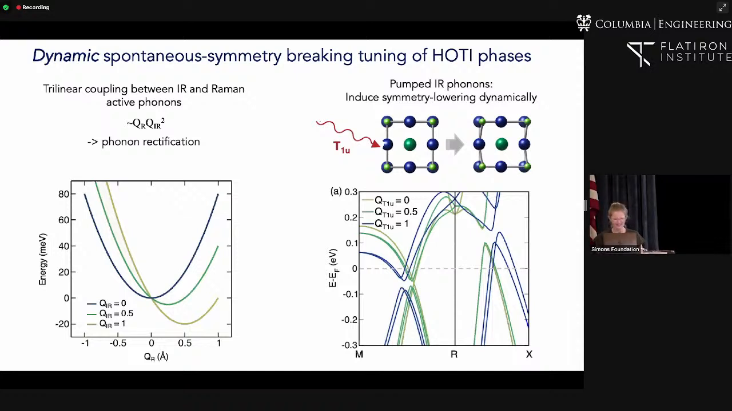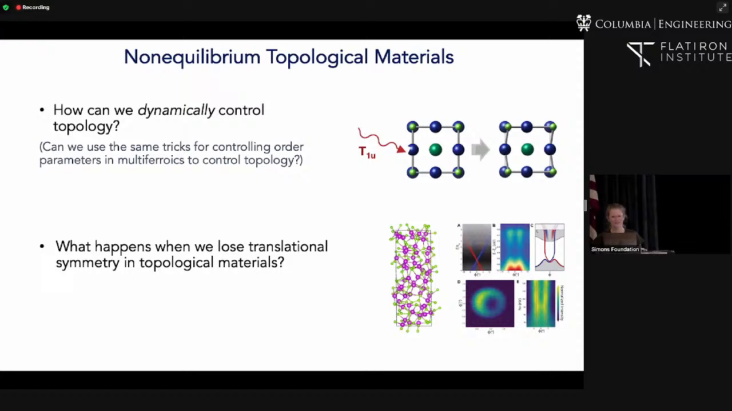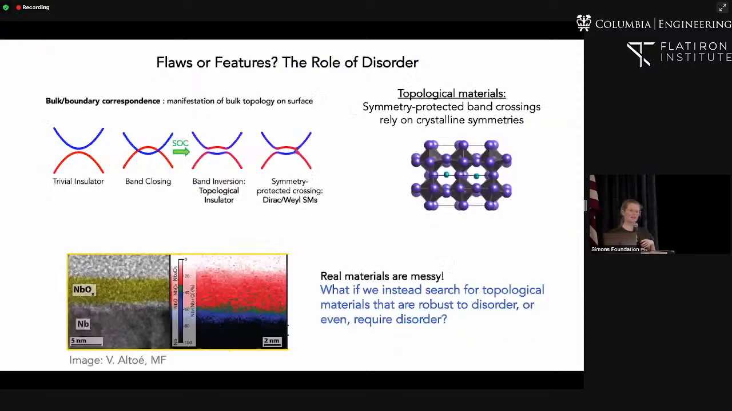Great. Okay, so that was the first part. We can do this dynamically. The second one was we're going to throw out translational symmetry and see what happens. Like I mentioned already, a lot of these ways of classifying topology really rely on crystalline symmetries. So we have these symmetry-protected band crossings. All of what I told you previously was reliant on these sorts of symmetry indicators.